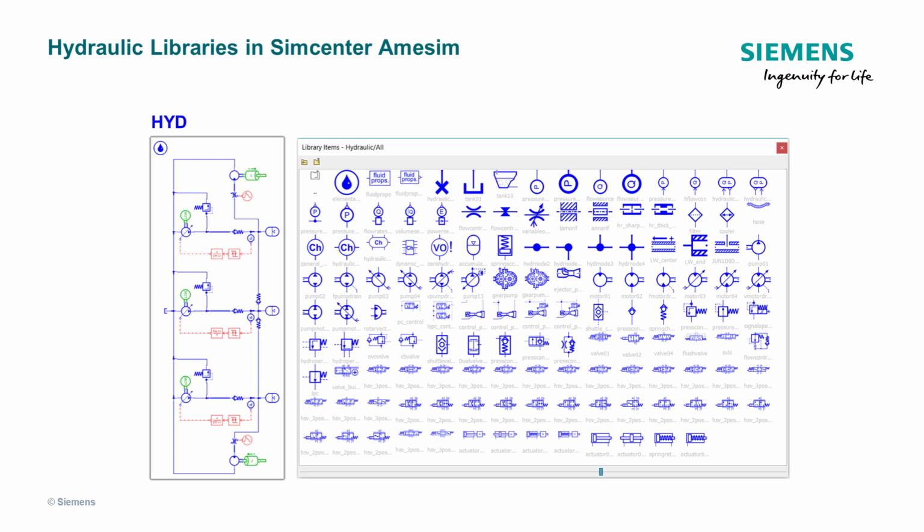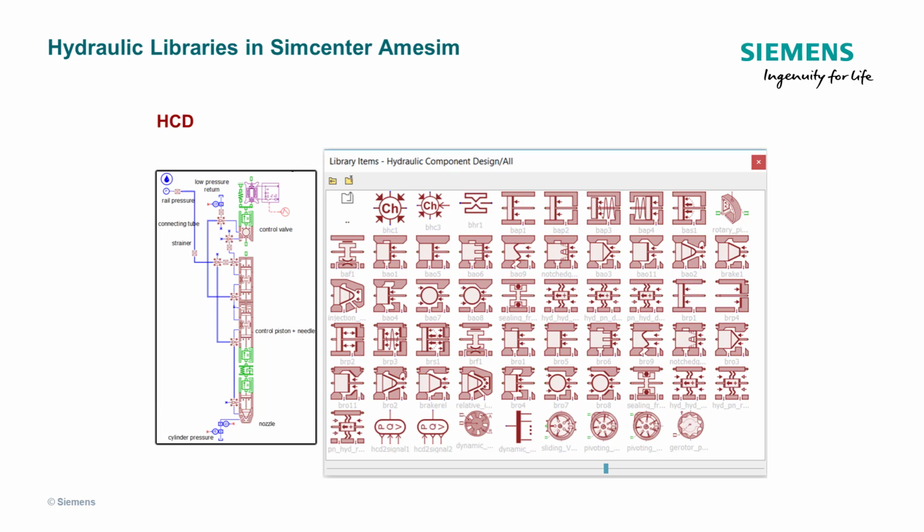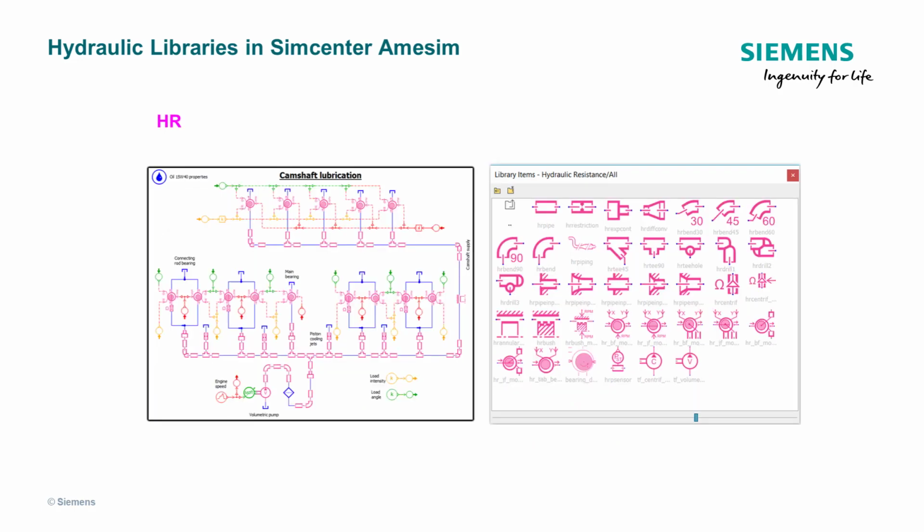Here is a snapshot of all components in the HYD library, and on the left-hand side is a simple hydraulic system model built from HYD components. For the HCD library, you can see a detailed fuel injector model created based on this library. And here we see the HR components, and they can be used to build a lubrication circuit model, for example, as shown in the left figure.